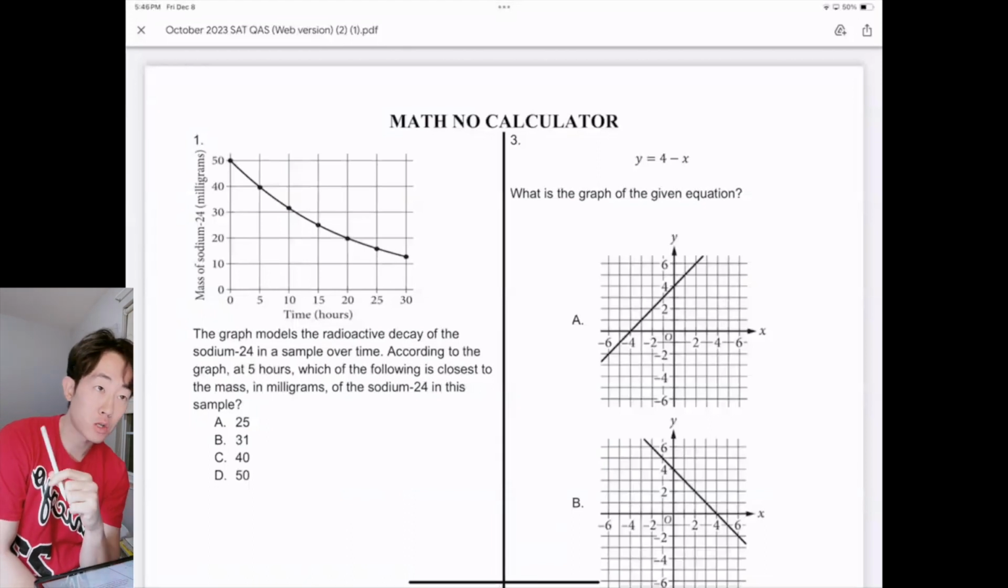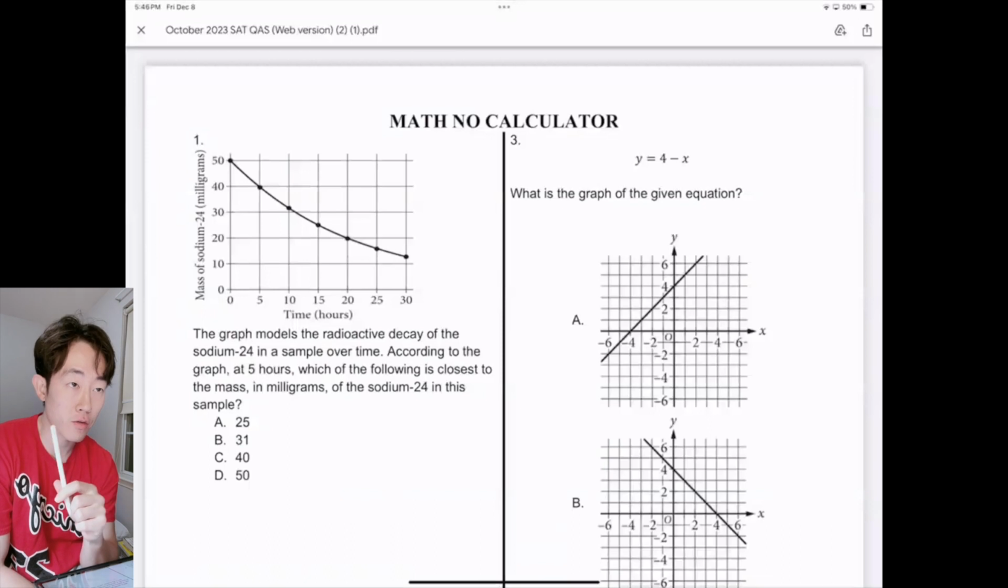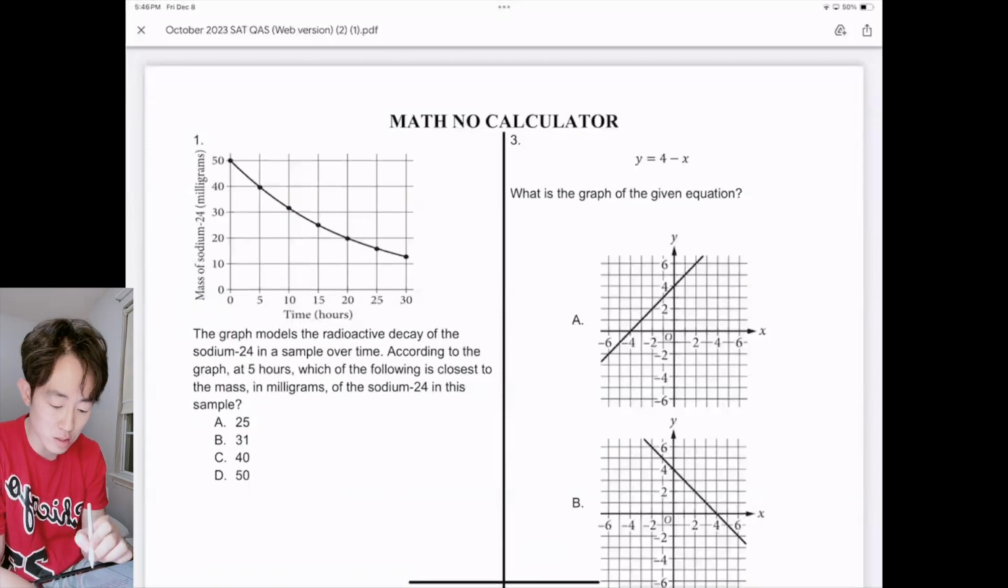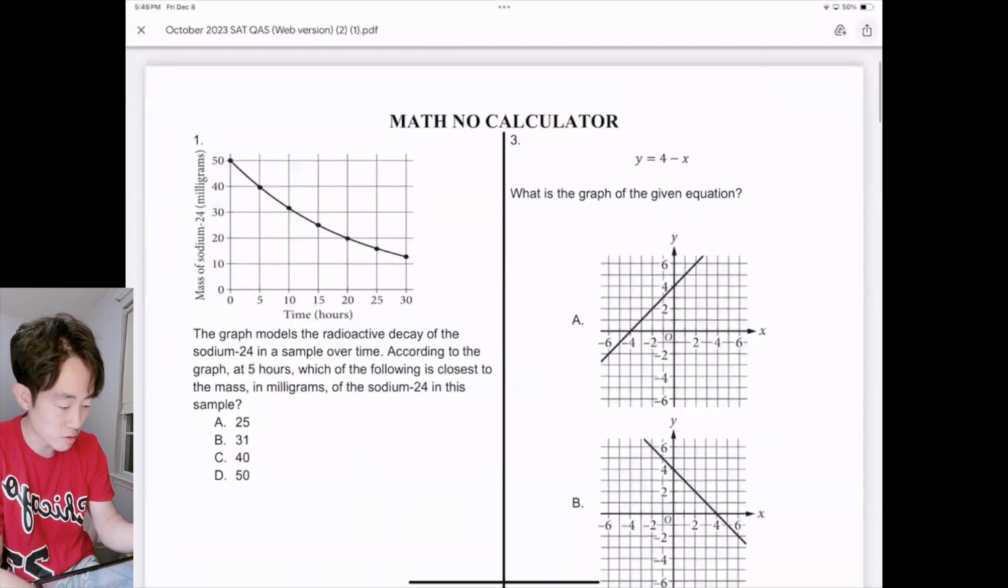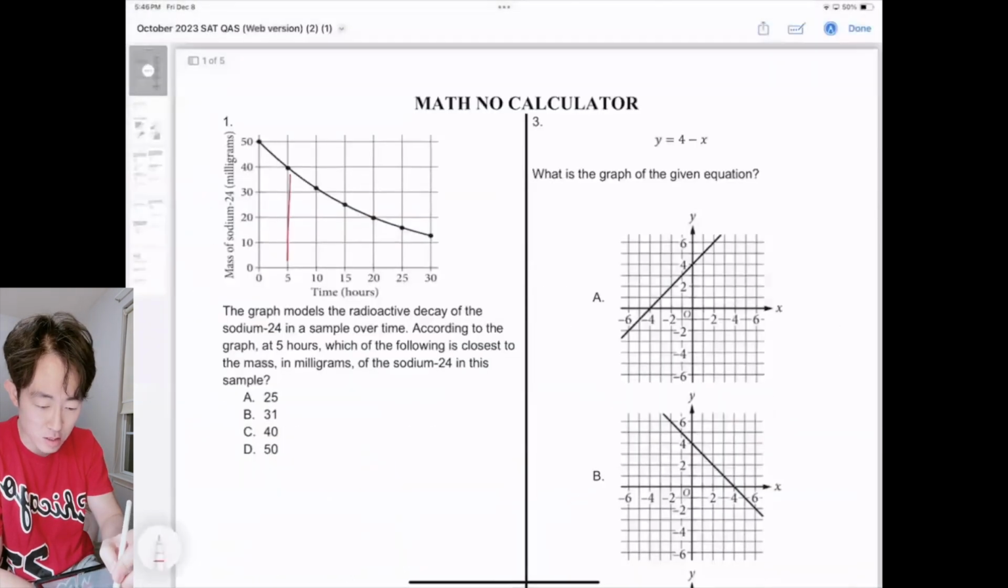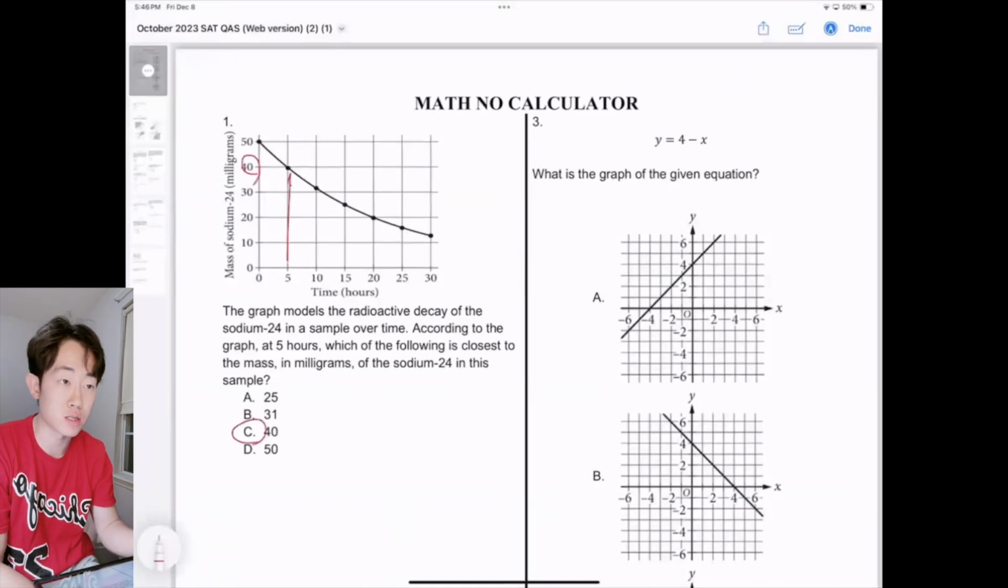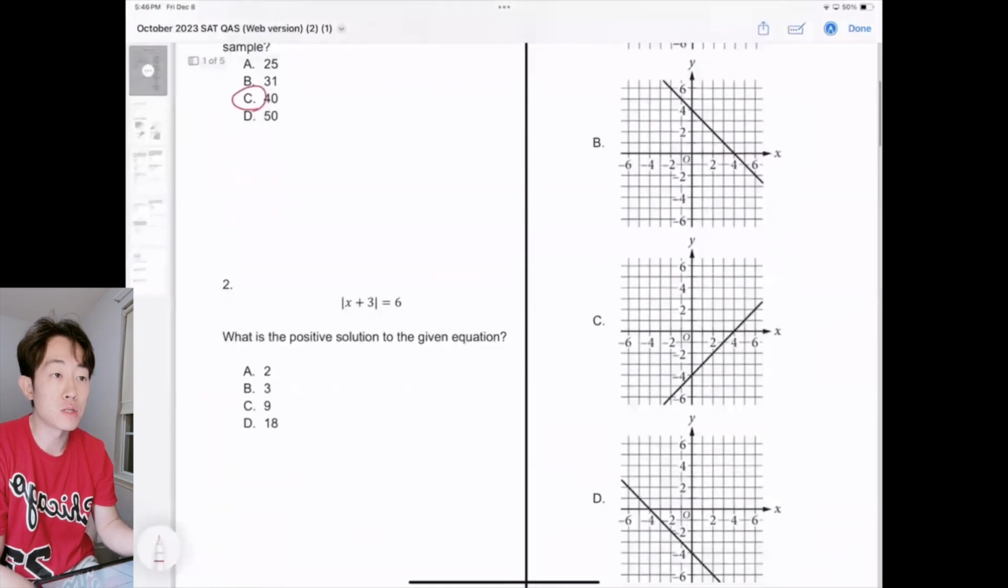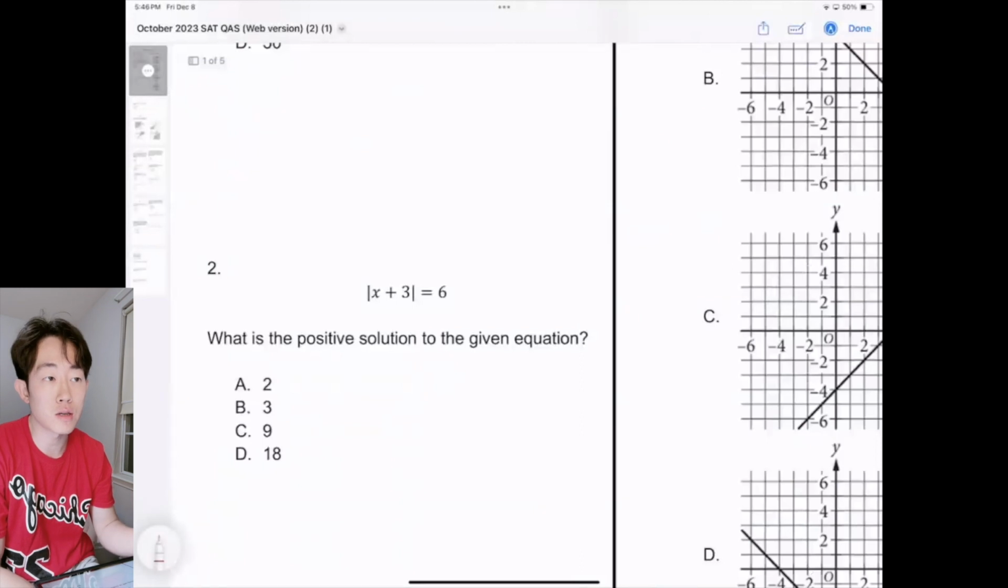So we're given an exponential graph, and it seems like it's a decay model. According to the graph, at 5 hours, which of the following is closest to the mass? That's just a no-brainer. At 5, you're just going to look at 40, and then pick 40, which is this one. So it's C.